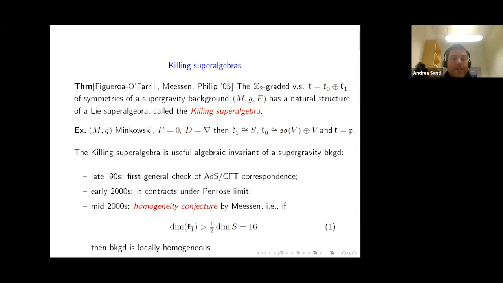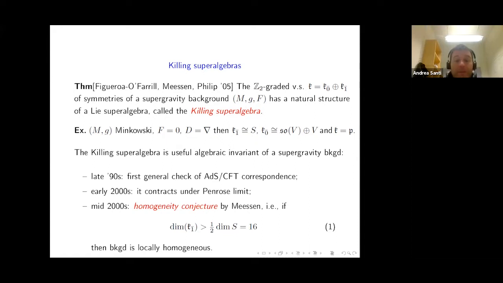So historically, the Killing superalgebra was one of the first useful invariants for supergravity backgrounds. It was used in the first general checks back in the days of the AdS/CFT correspondence. It behaves well with respect to certain kinds of geometric limits, so Penrose limits are limits where you focus on a null geodesic, and the Killing superalgebra becomes a contraction. What's important for us and for this series of lectures is the following equation (1): if the dimension of the space of Killing spinors is strictly bigger than half of the maximal possible dimension, so half of 32, then a lot of nice things happen.